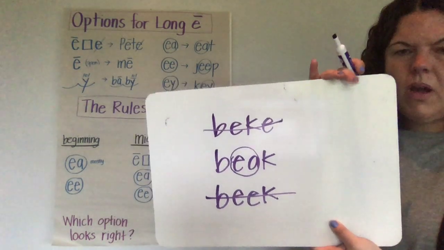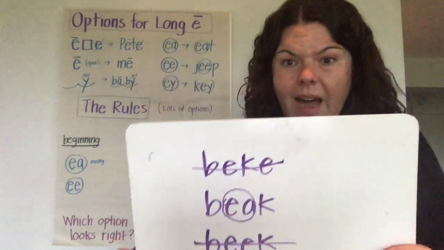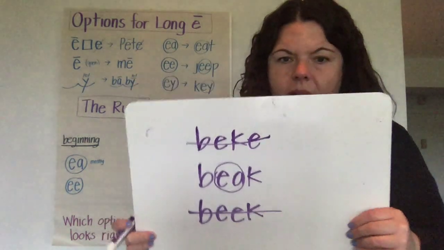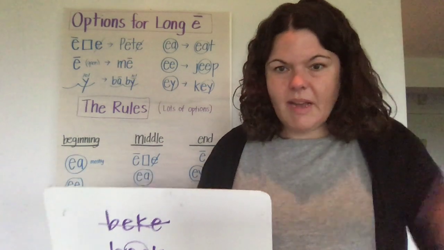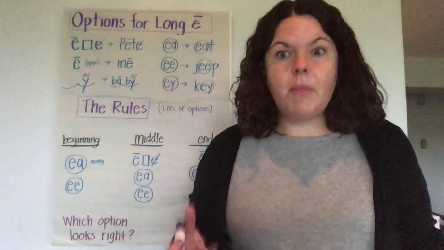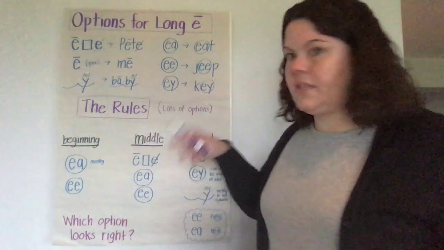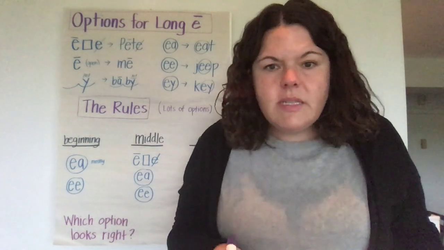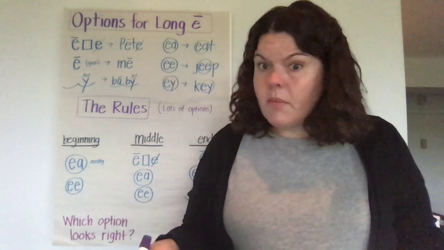Now, if you got that wrong, that's okay as long as you got one of the options. Just rewrite the word and make sure you've got it locked in your mind for next time. This is a lot about memorizing how to spell using all these options. Our goal is to at least be using one of the options correctly, okay?